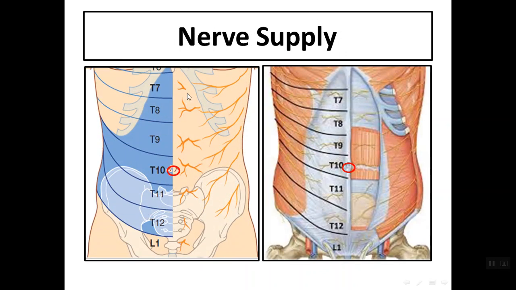What is the nerve supply to the anterior abdominal wall? It is derived from the lower six thoracic nerves and the first lumbar nerve, that is T7, 8, 9, 10, 11, 12, and L1. We can see here that T7 is at the level of the xiphoid process in the epigastric region. T10 is at the level of the umbilicus. T11, T12, and L1 are in the inguinal region, just above the inguinal ligament and symphysis pubis.